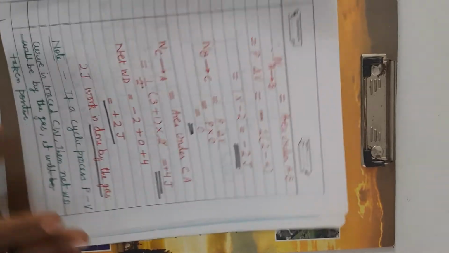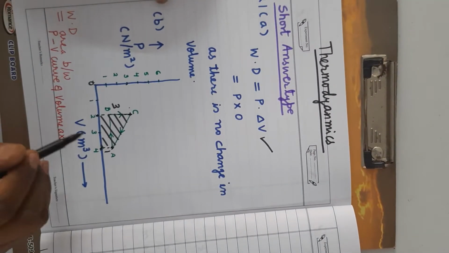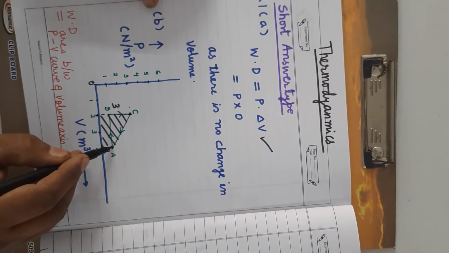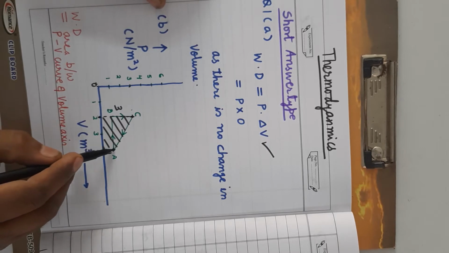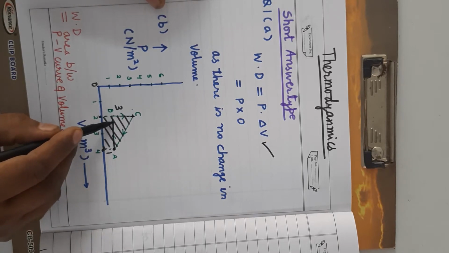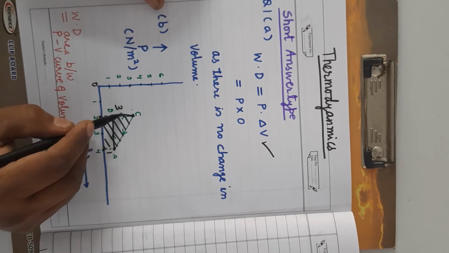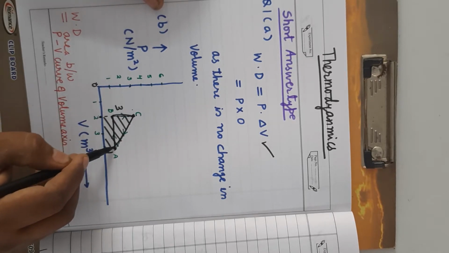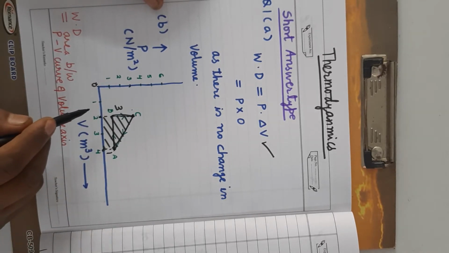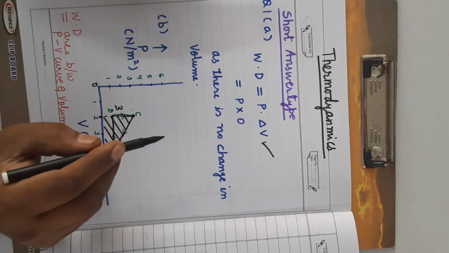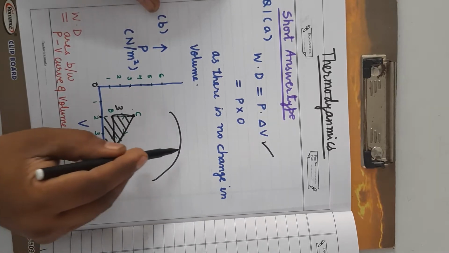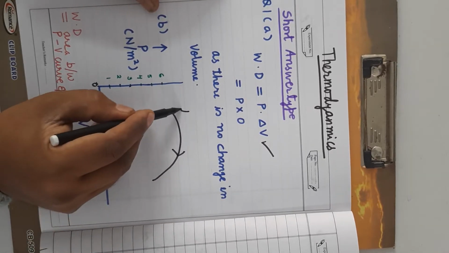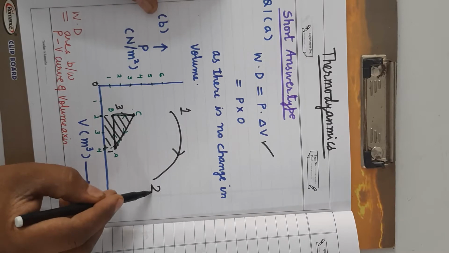Now here, if the indicator diagram is like this, if the PV curve ends at the same point from where it has started, then it is representing a cyclic process. And in that case, what will be the work done? Suppose it is starting from here. The first change is taking place from state 1 to state 2.